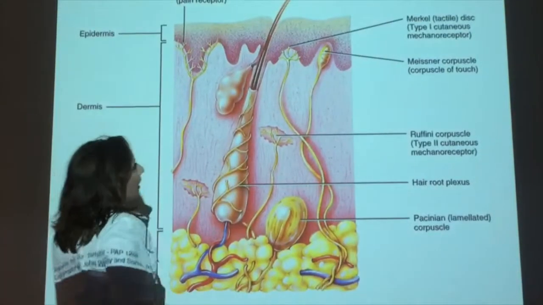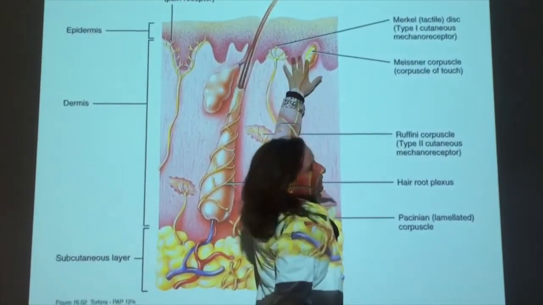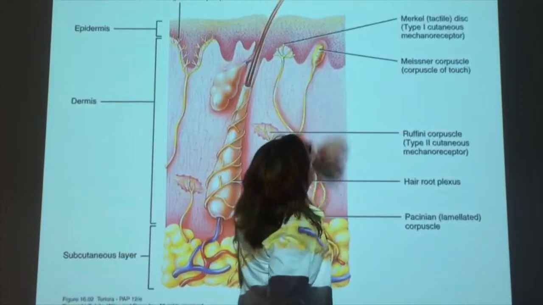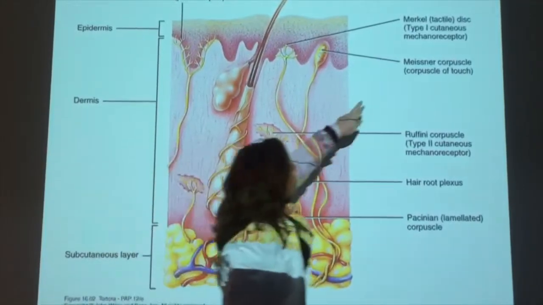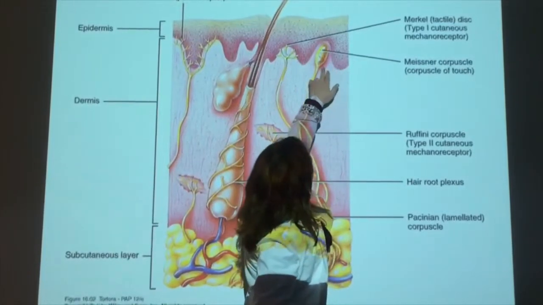One is the Meissner corpuscle. You see, it's very close to the surface of the skin, so you only need light touch for that. It's called Meissner corpuscle. It's right underneath the stratum basale of the epidermis.